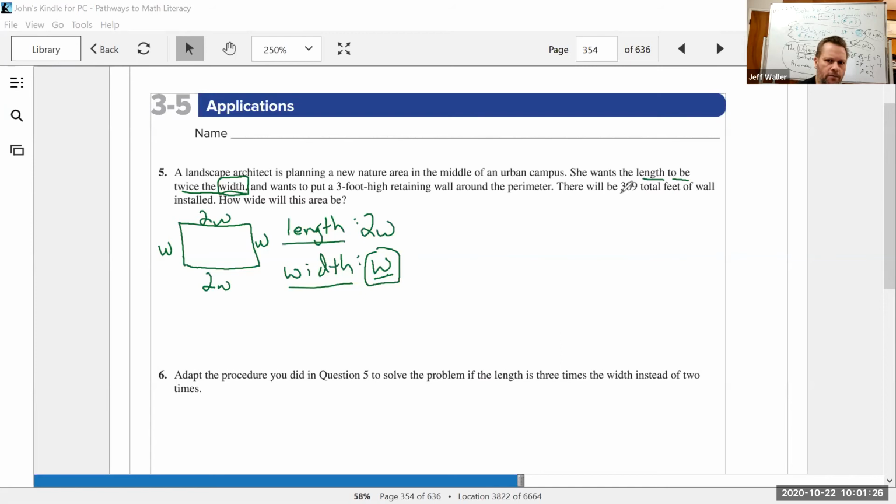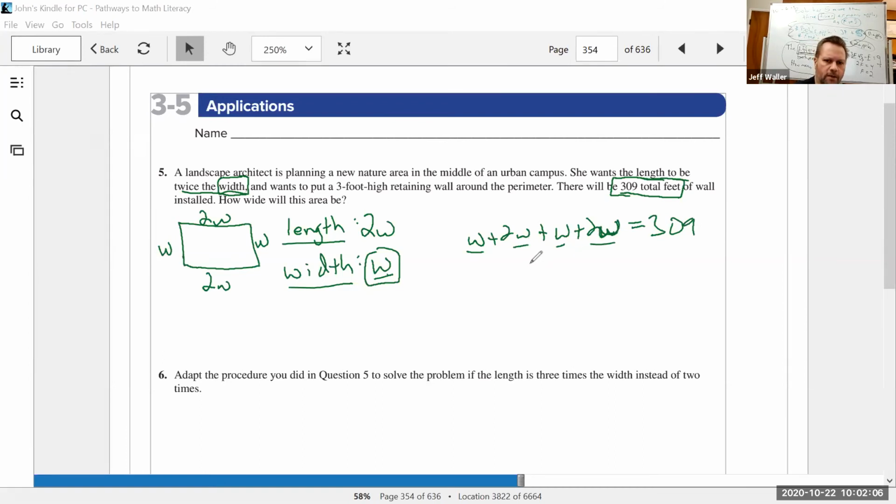So now I know this is going to be the perimeter. So what's the equation that I can set up then? W plus 2W plus W plus 2W. I can find all 4 sides in there. And that's going to equal 309. Now should come the easy step, or the easier step.